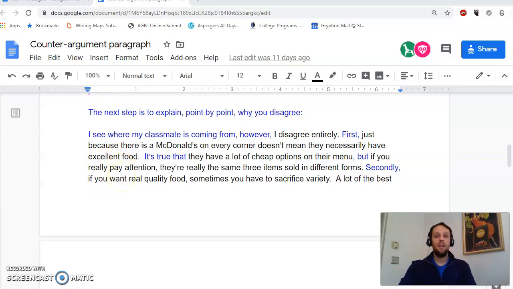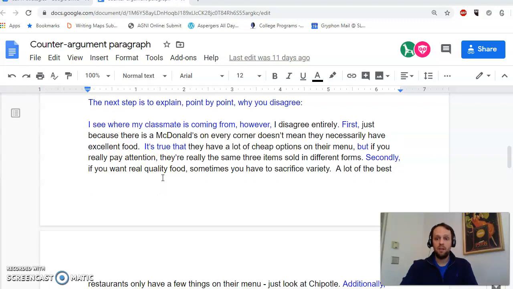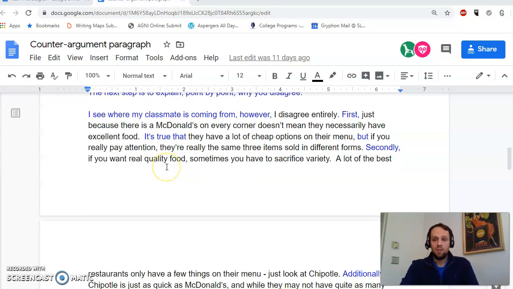So, I see where my classmate is coming from, however I disagree entirely. First, just because there's a McDonald's on every corner doesn't mean they necessarily have excellent food. It's true that they have a lot of cheap options on their menu, but if you really pay attention, they're really the same three items sold in different forms.